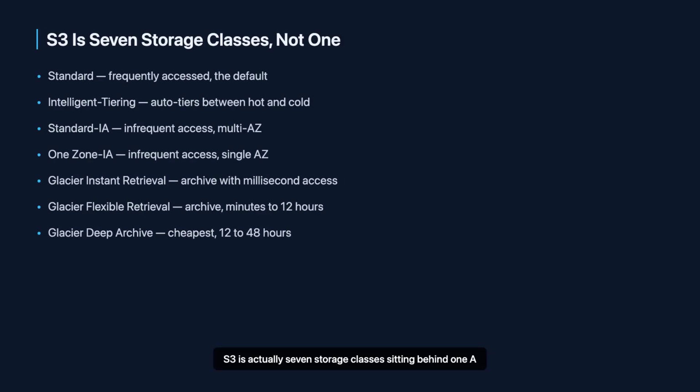S3 is actually 7 storage classes sitting behind one API. Standard is the default for frequently accessed data. Intelligent-Tiering moves objects between hot and cold automatically. Standard-IA is for infrequent access across multiple zones, and One Zone-IA is the same idea but in a single zone for less money. Then there are 3 Glacier tiers: Glacier Instant Retrieval for archived data you still need in milliseconds, Glacier Flexible Retrieval where you wait minutes to 12 hours, and Glacier Deep Archive, the cheapest cloud storage anywhere, with 12 to 48-hour retrieval. We'll take these one at a time.